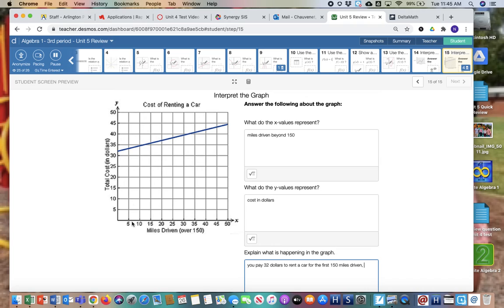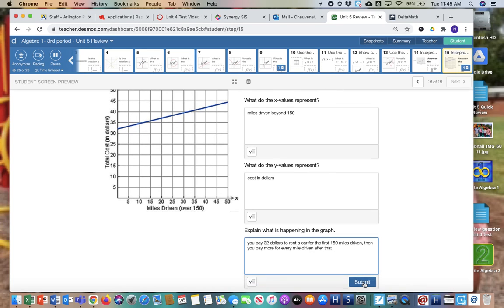And then what happens? After you drive more than 150 miles, don't you pay a little bit more? So then you pay more for every mile driven after that, okay? And it constantly goes up, right? So if we've driven an extra 25 miles beyond the 150, well, now where's my point? It's about 38, right? We paid an extra $5 or whatever, right? All right, but that would be enough to suffice.